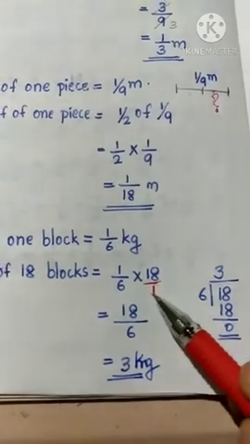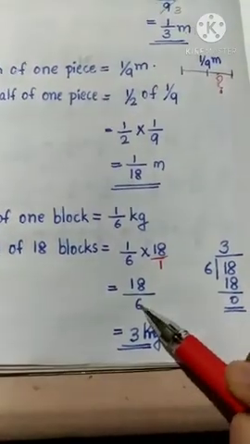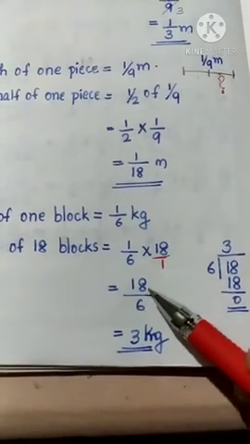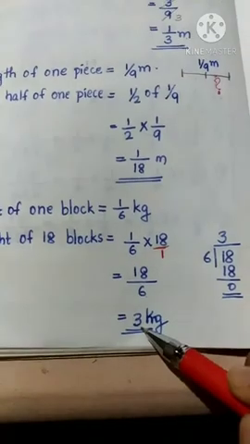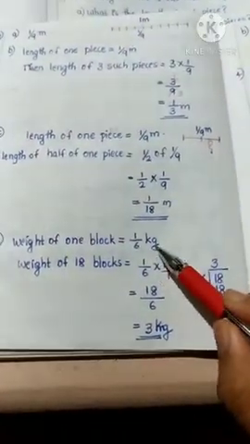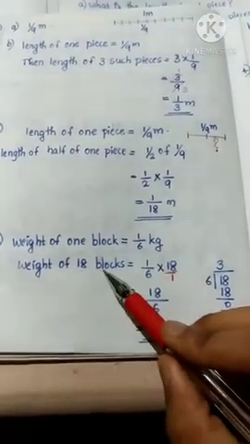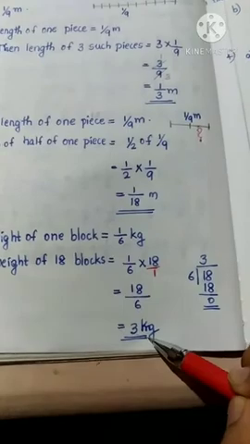Then 6 into 1 is 6. So the answer is 18 by 6. So how can we simplify this? 18 divided by 6 is equal to how much? 3 kilogram. So the weight of one block is 1 by 6 kilogram. Then weight of 18 blocks is equal to how much kilogram? 3 kilogram.